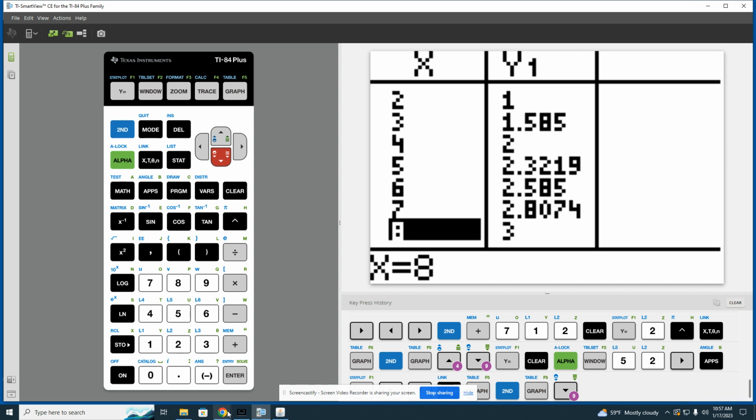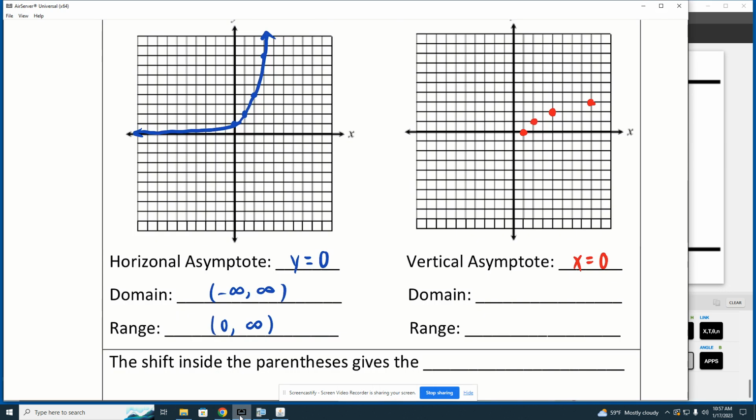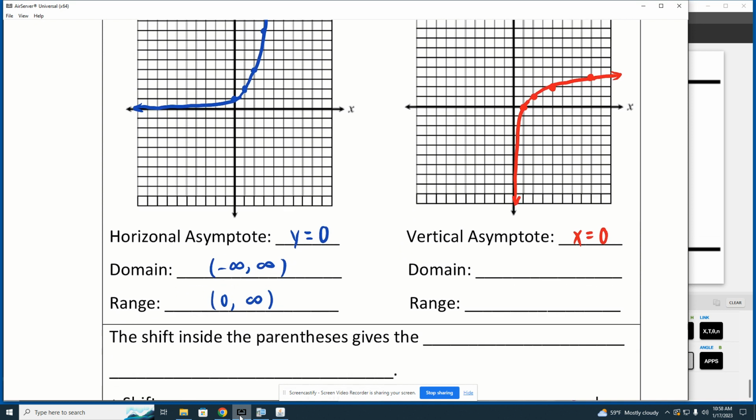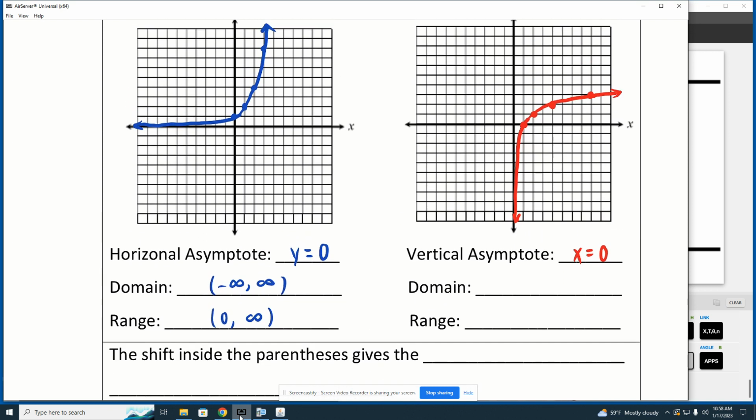Okay, let me go back to my paper. Because now I'm going to graph this thing where it never crosses the y-axis, but it goes up and through all of my points. Now look at the difference, guys. Instead of having a horizontal asymptote, y equals 0, it had a vertical asymptote at x equals 0. What happens to your domain of a logarithmic function? Can it go left forever? No, that vertical asymptote gets in the way. It can't go past what?